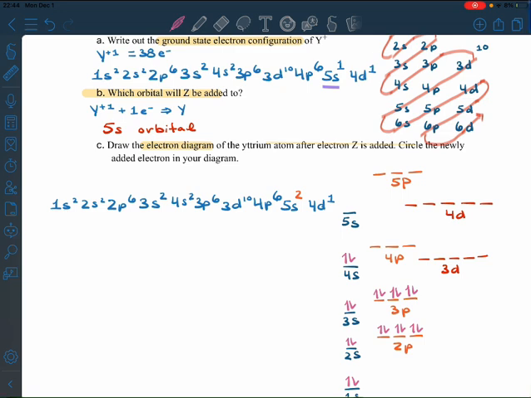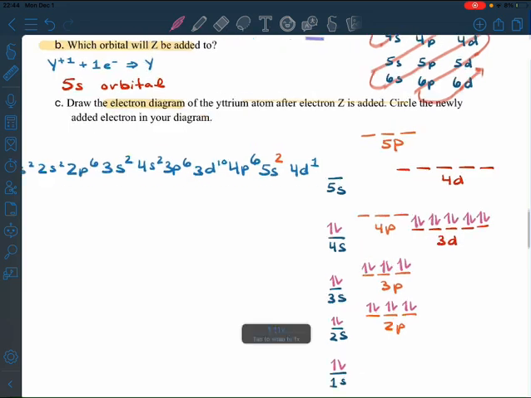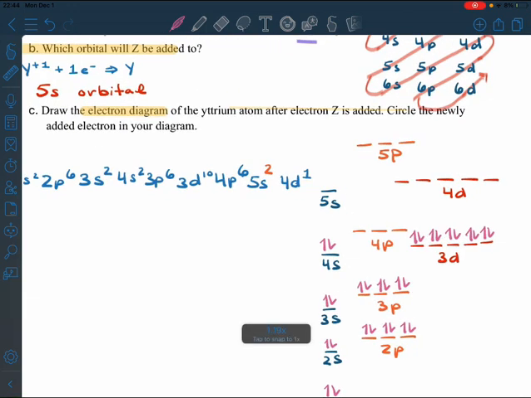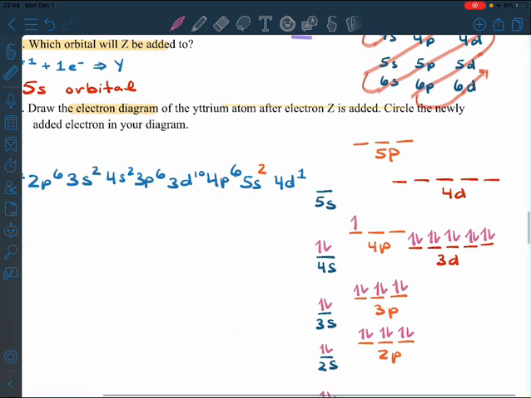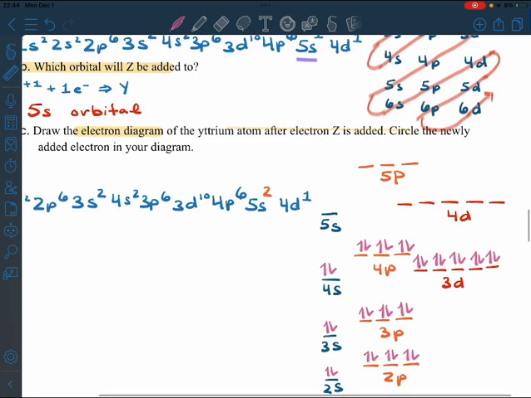3p, then 3d, and I have to get to 39. So 3d is full. Then I look, okay, 4p is next. These would actually get filled up like this if we follow our rule, but I'm being lazy, so I'm not filling it up one at a time.